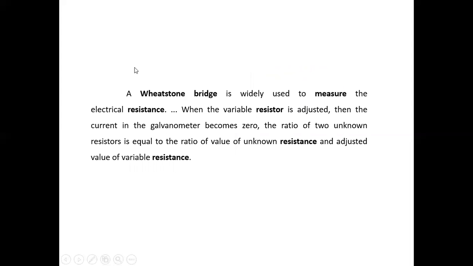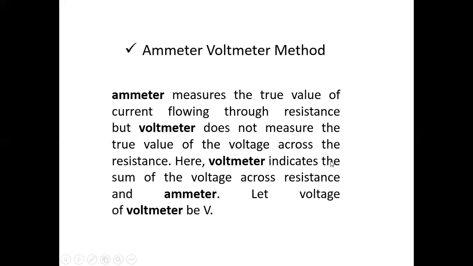This method is widely used for measurement of electrical resistance. When the variable resistor is adjusted, the current in the galvanometer becomes zero. The ratio of two resistances is equal to the ratio of the unknown resistance and the adjusted value of the variable resistance. This is your Wheatstone bridge method. The second method is the ammeter voltmeter method.